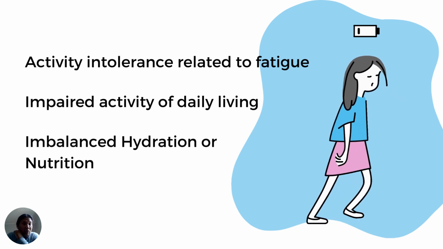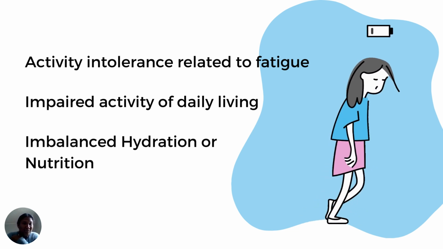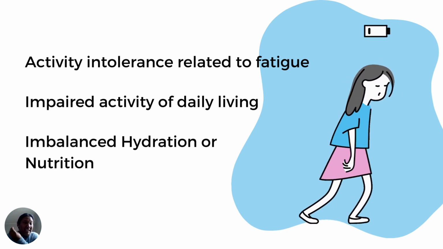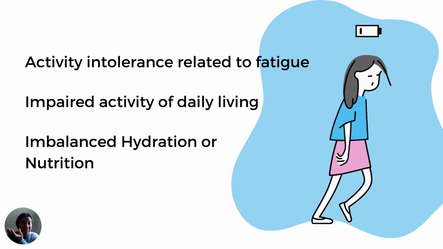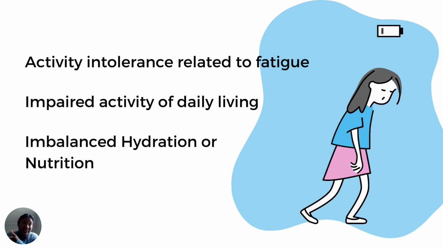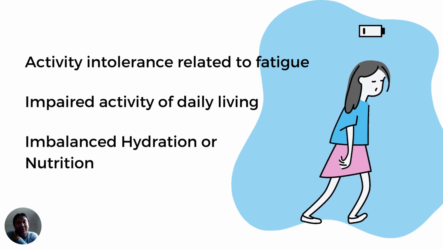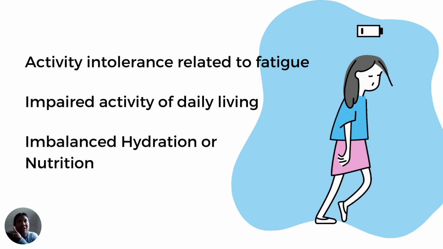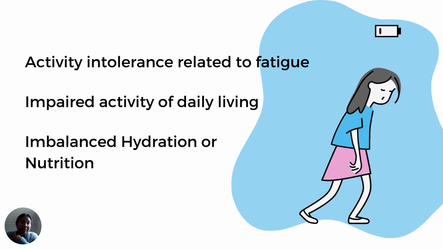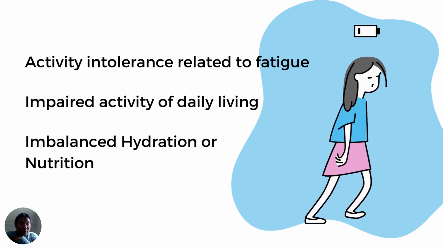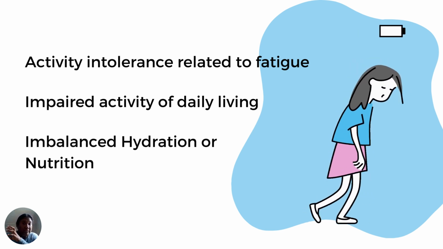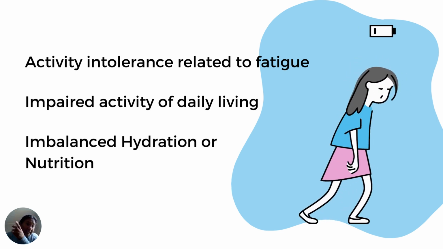And the third one would be imbalanced hydration or nutrition. This is again, as I told in the beginning of the video, up to you to select which is more apt for your patient. So sometimes they could be brought to the hospital in a very worse situation where they do not comply with the nutrition or hydration because they feel it could cause shortness of breath or it could exacerbate the disease. So in that case, you could also bring this up as a secondary problem.